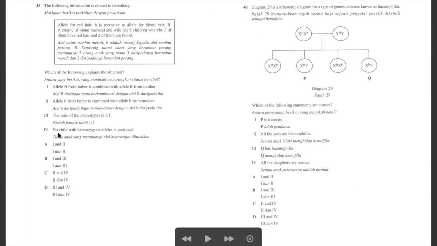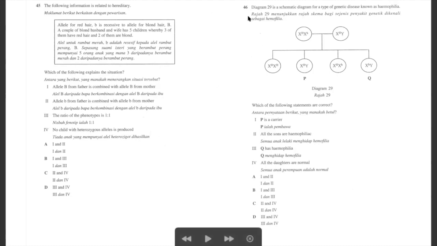Okay, nombor 4. No child with heterozygous is produced. Mana ada? Ada heterozygous. Sebab apa heterozygous? Sebab heterozygous tu maksudnya dia ada B besar dan b kecil. B besar dan b kecil dia adalah blonde. Sebab apa blonde? Sebab dia ada dominant allele. Ingat, dominant allele will always be expressed over recessive allele.